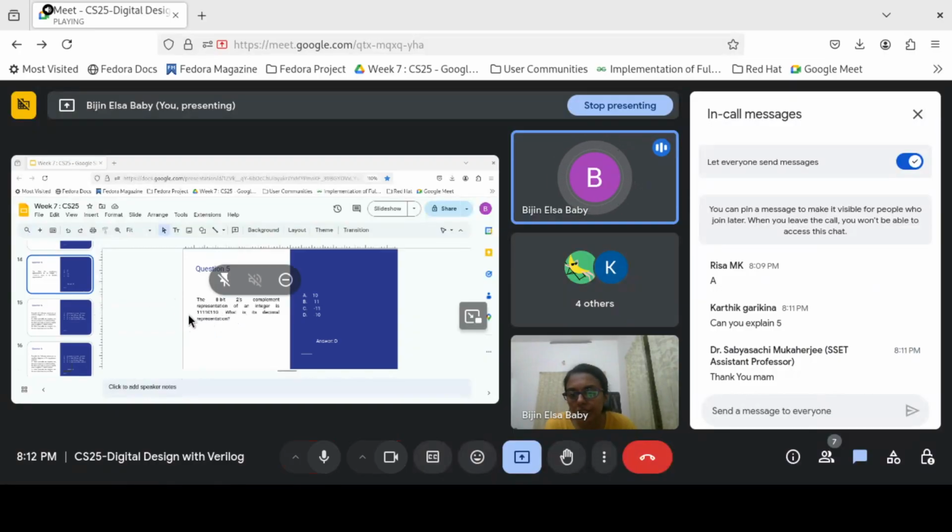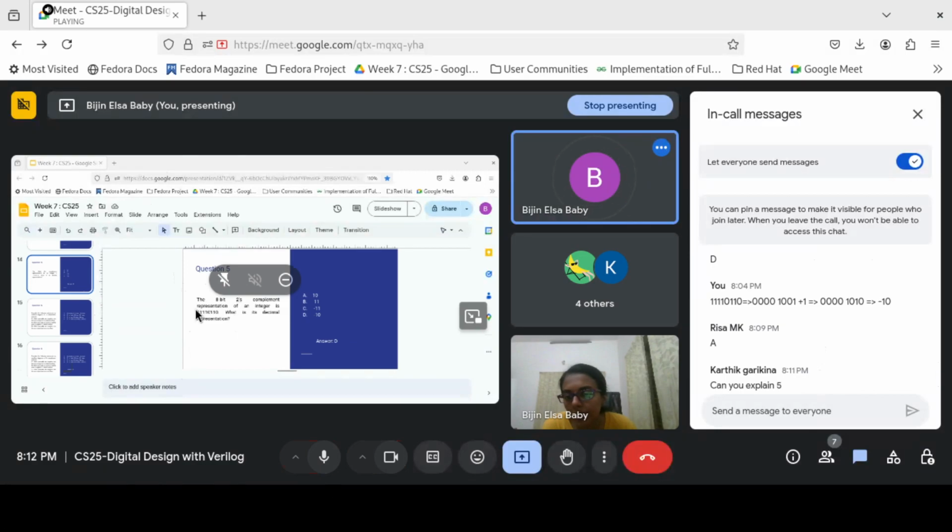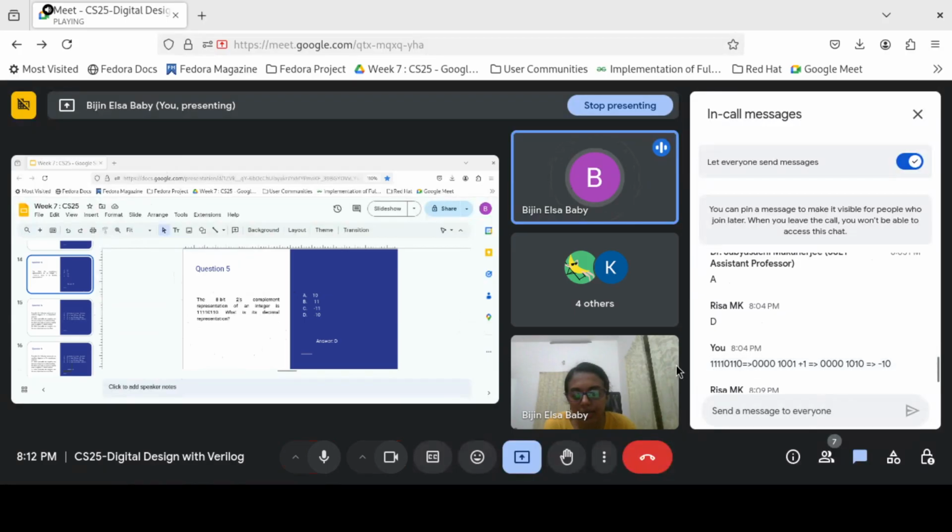The given representation is two's complement. So you need to find out the decimal representation. For that, first, from the MSB, we can identify that it is a negative number, right? So first you need to invert the bits. Just take the complement of it. Then you need to add 1. You will get 10. So the answer will be minus 10.